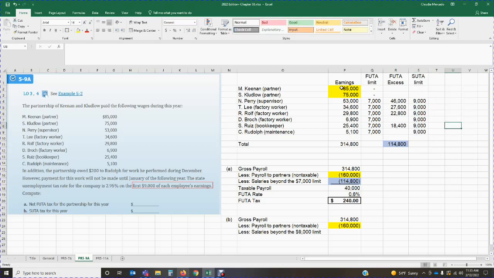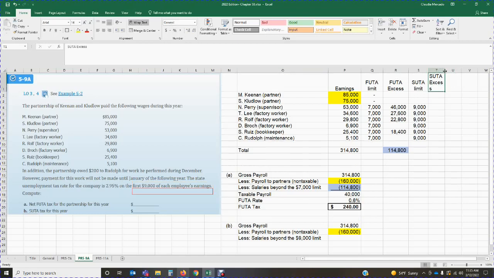Remember, these two are partners. We do not pay any pseudo taxes on partners. So now I'm going to calculate my pseudo excess. How much did my employees earn above that $9,000 threshold?